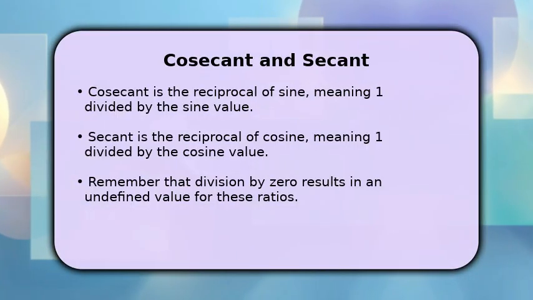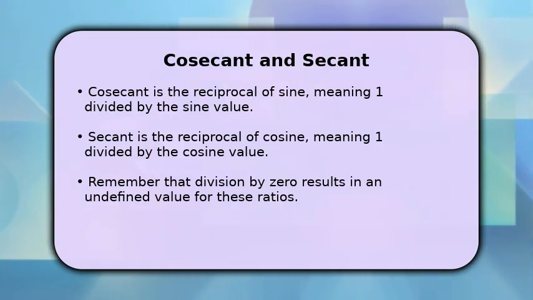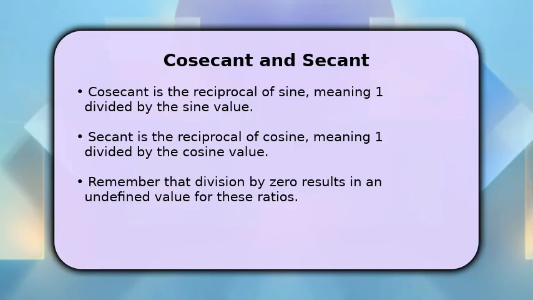Just like with tangent and cotangent, be aware of angles where the sine or cosine is 0, as this will result in an undefined value for the reciprocal ratio. You've now built your complete trigonometry table.